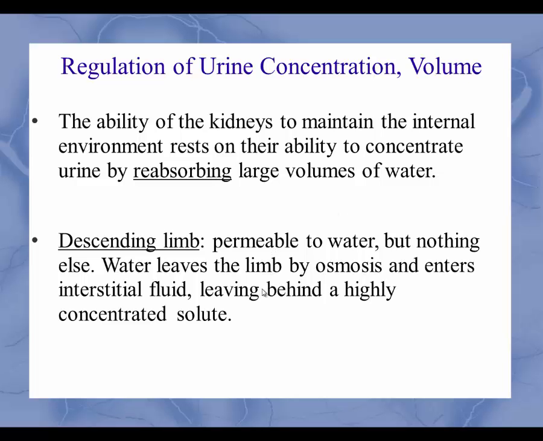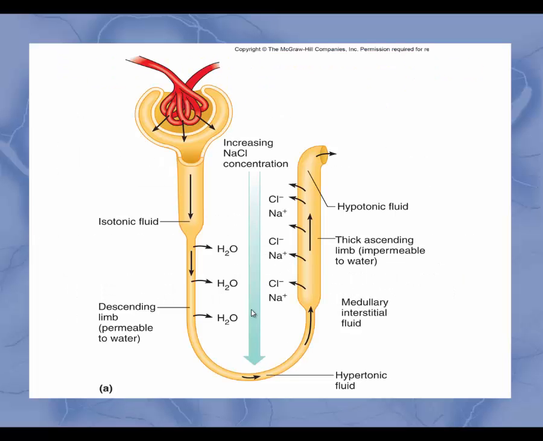For the descending limb, this will be very permeable to water, but nothing else. This is where you have a ton of water exiting the nephron through the descending limb. And of course, water will leave by osmosis and enter the interstitial fluid. When you have all this water leaving, what you leave behind in the tubule is a very concentrated solute. As water exits, you have nothing left but solid material, so very, very concentrated solute here. That's only for the descending limb. You basically have water exiting the tubule.